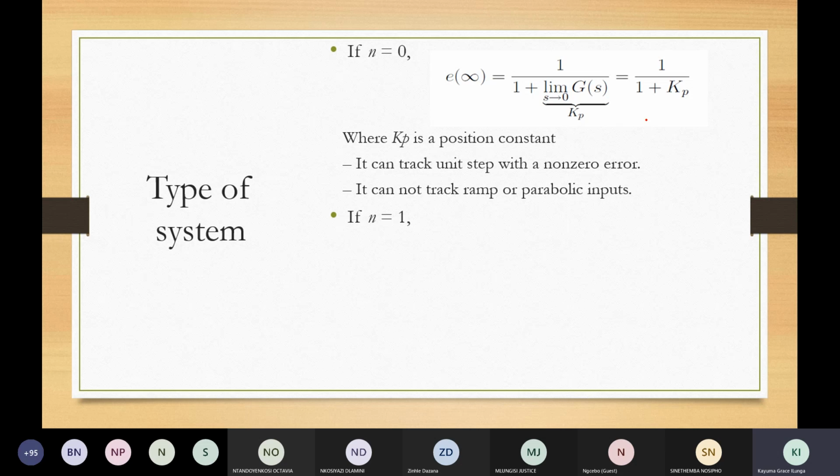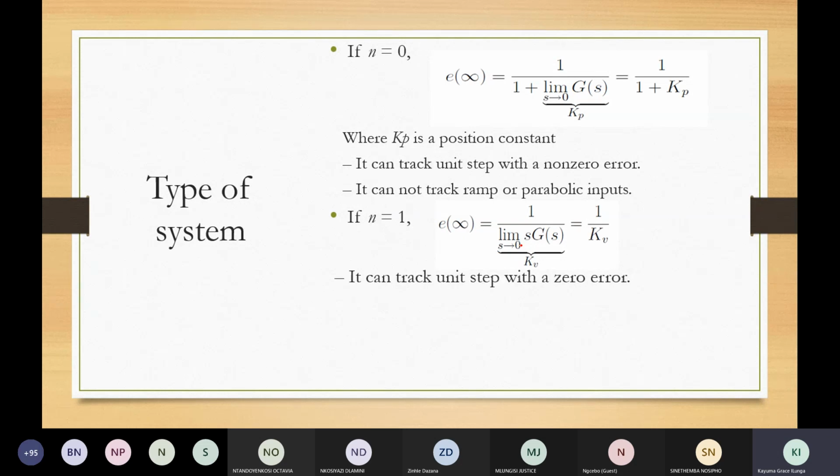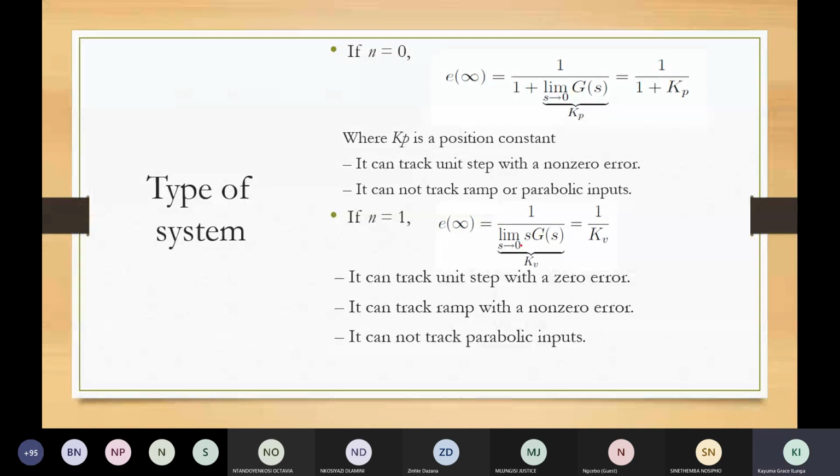So now let's see when n is equal to 1. When n is equal to 1, we are in this case here. Remember, when n is equal to 1, we have one integrator, so we end up finding this formula, like the previous one. That means we have 1 over kv. In the case where n is equal to 1, the static error constant is called kv, which is the velocity constant.